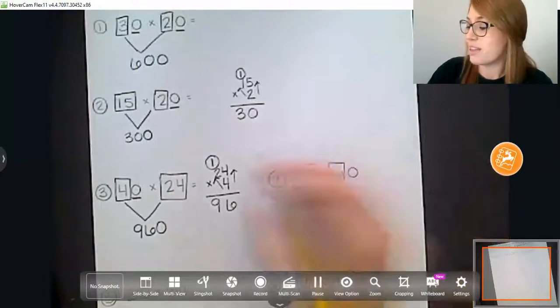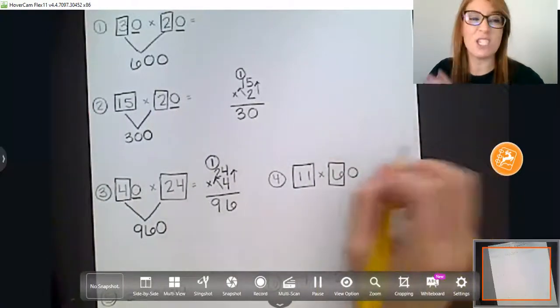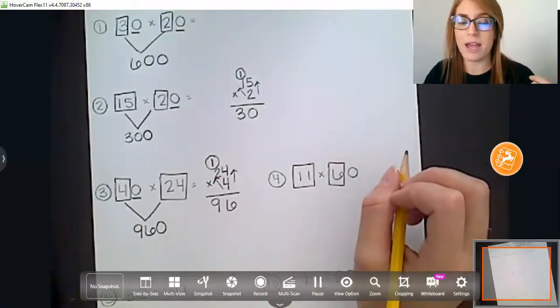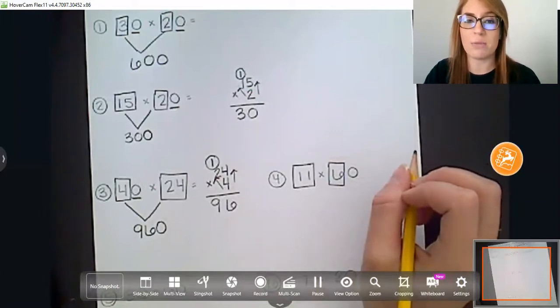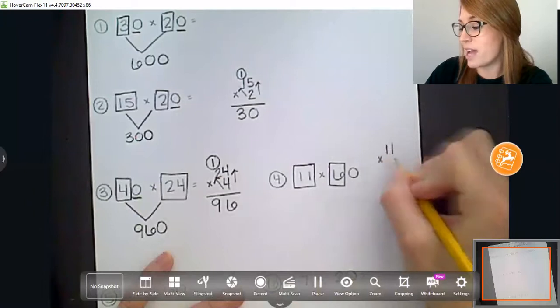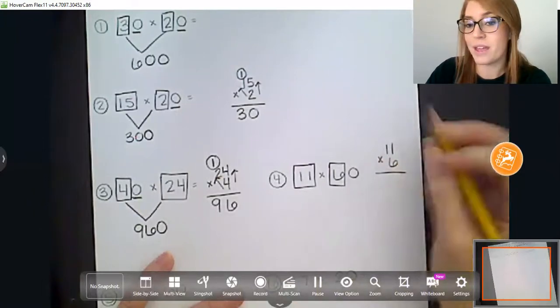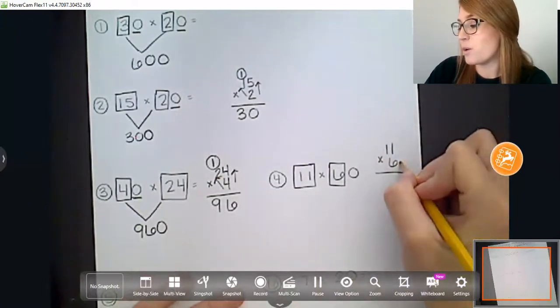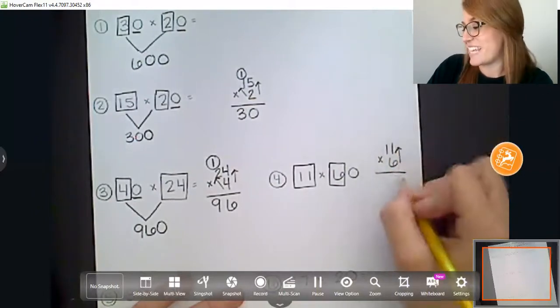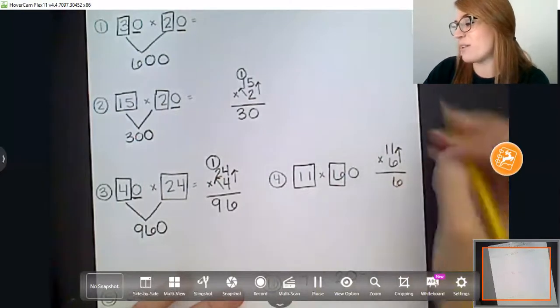Okay, so let's pull it over here. 11 times 6, you might know that off the top of your head. It might be one of your basic facts that you have in the back of your head. But if you don't, we still know how to multiply using regrouping. So I'm going to pull it over here. 11 times 6. Okay, first things first. 1s times the 1. 6 times 1 is 6. Very good. And then what do we do next?